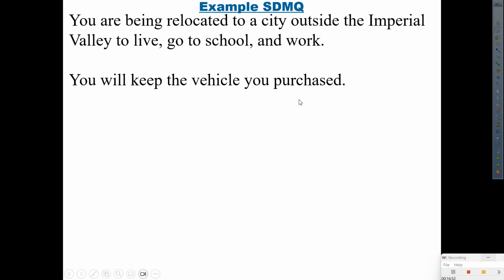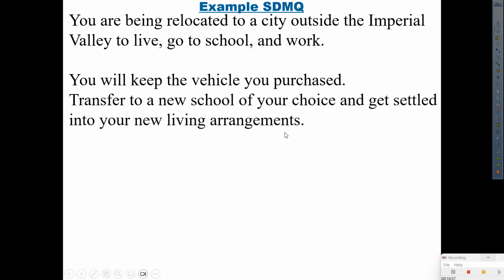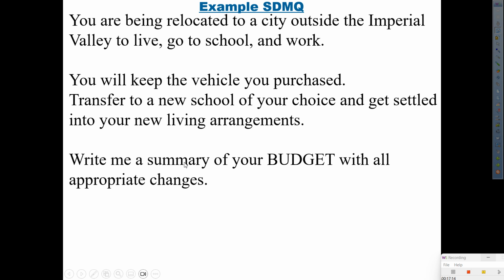You'll keep the vehicle you purchased, so you don't have to do that research anymore. You already have that information. You already know how much you're earning a year from me, so you keep the same amount. So make sure you do the research on the university, college, or trade school that you're going to transfer to, and that's going to be your new school, new city. You're going to write me a summary of your budget with all the appropriate changes. And that's due tomorrow as you walk in. Let's go. Let's get to work.